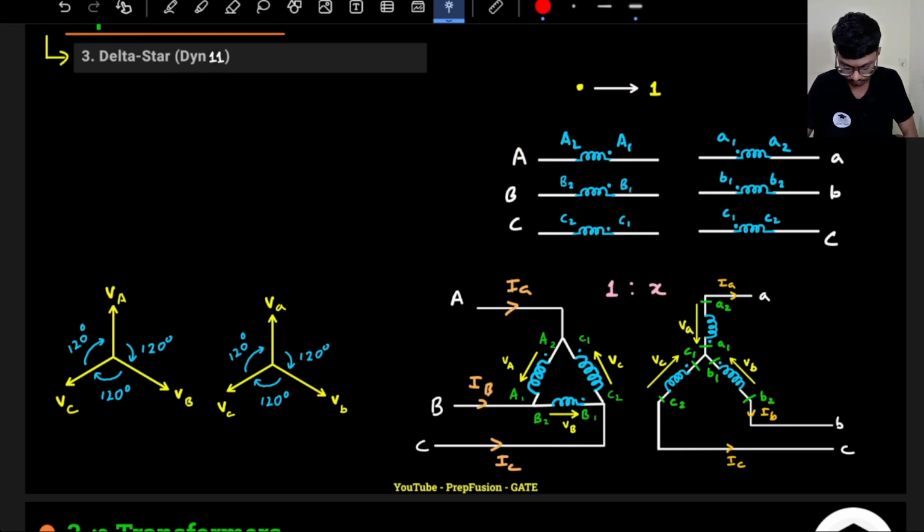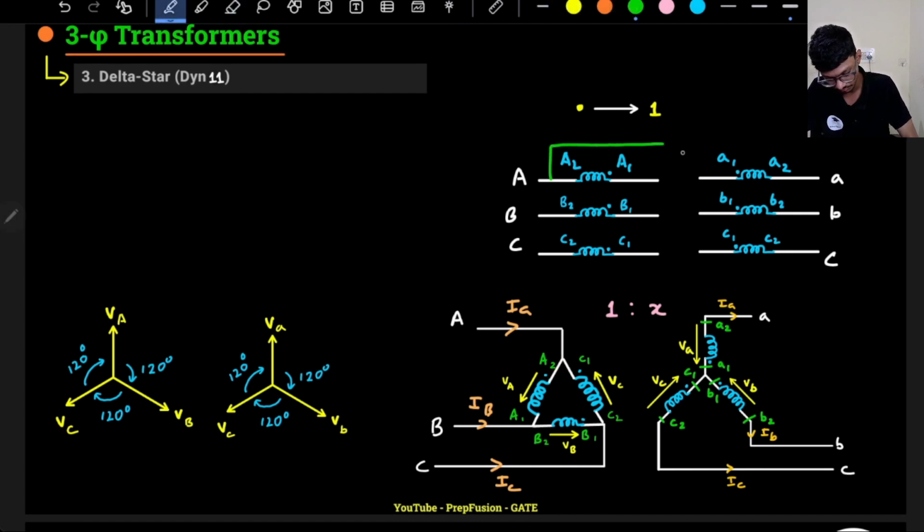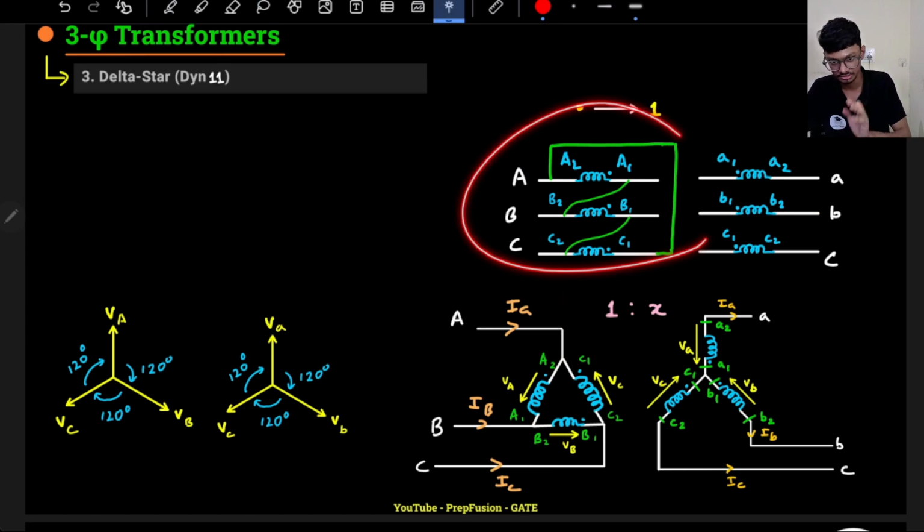Now I will start. Here, E2 and C1 are connected. Then C2 and B1 are connected. Then B2 and A1 are connected. So these are my connections on the high voltage side.